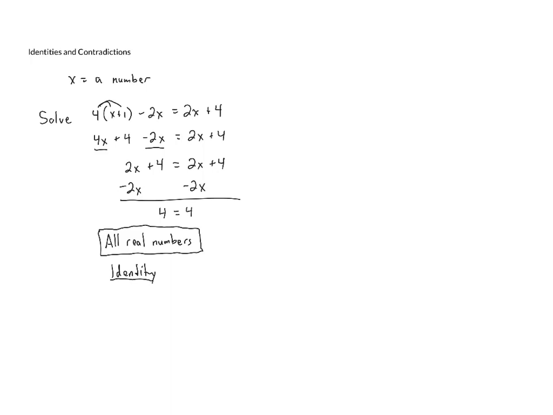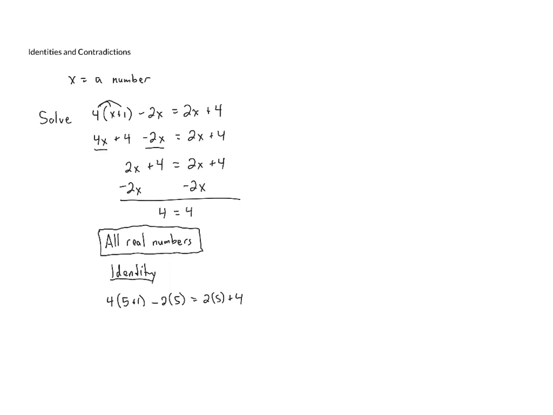And we could check. We can plug in any number for x. This is more fun in an actual classroom because I can ask students, give me a number, and whatever number they pick, we can plug it in. But I'm just going to have to pick a number because I can't get input. I'm going to pick 5. Let's pick 5 for x. So let's check this with x equals 5. 4 times 5 plus 1 minus 2 times 5 equals 2 times 5 plus 4.